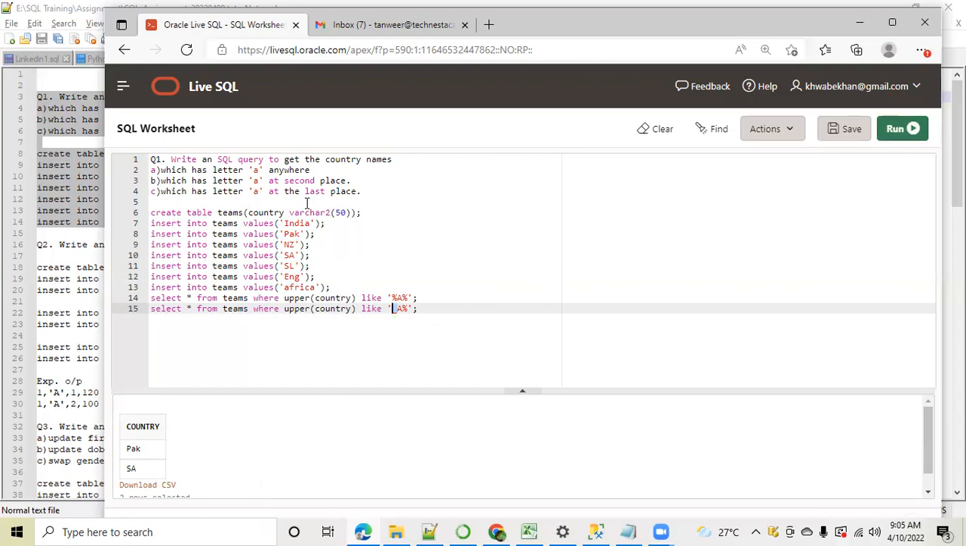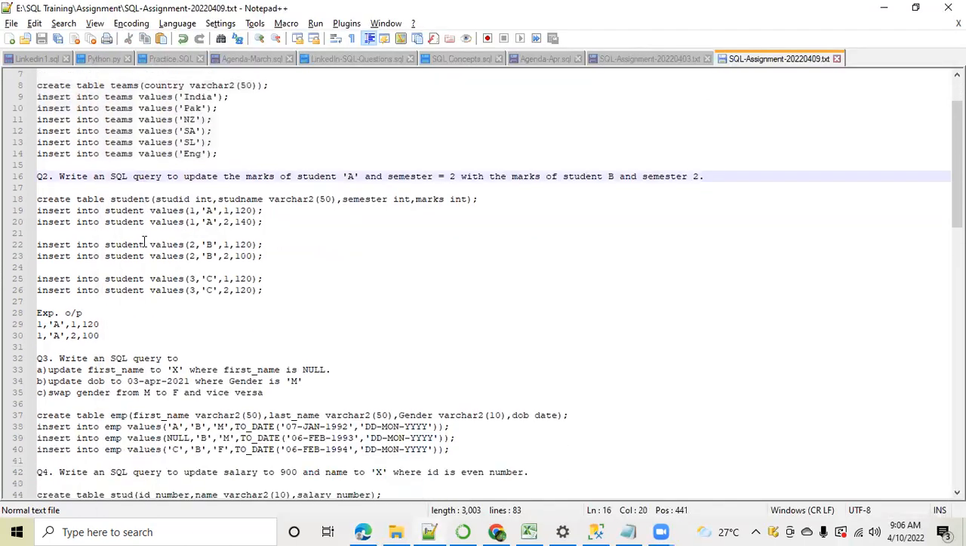Last is which has letter A at the last place. I think we discussed this yesterday as well. So for that you have to write like this, and keep A at the last. So we get all the records where A is at the last. You can see India is at the last, South Africa is at the last, Africa is at the last. Is this clear? Yes. Any question? Okay. Perfect. Now moving to the next one.